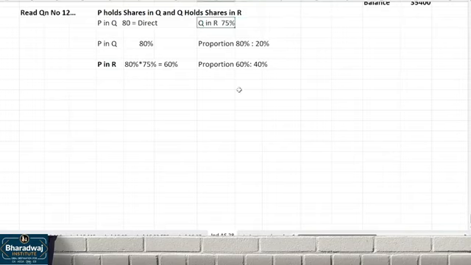Otherwise, parent control on subsidiary companies, how much percentage? Parent control on subsidiary companies, how much percentage? 75% into 80%. That is 60%.